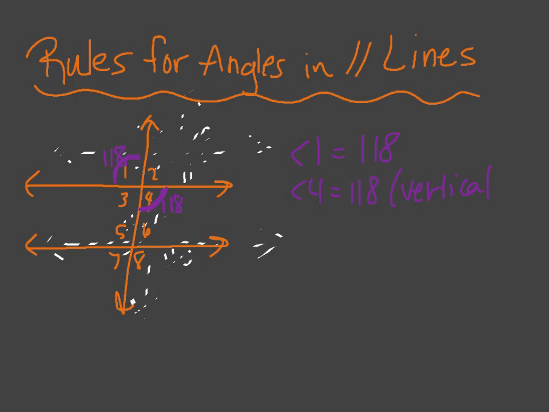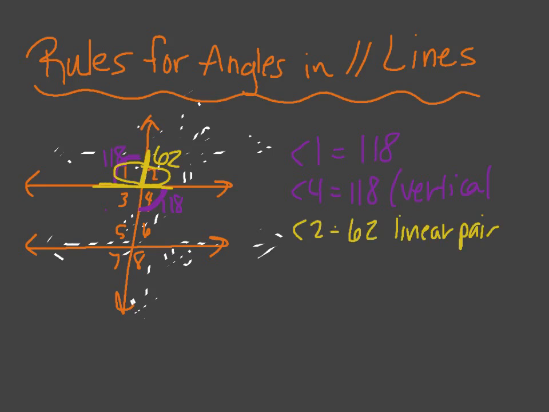Let's stay in this quadrant up here with 2 and 3. How can we figure out what 2 and 3 are? Well, there's a couple ways you can think about it. Number 1, you might recognize that there happens to be a linear pair right here. So angle 1 and angle 2, if you were to add them together, should equal 180. If you subtract 118 from 180, you get 62. So angle 2 is equal to 62 because of a linear pair.